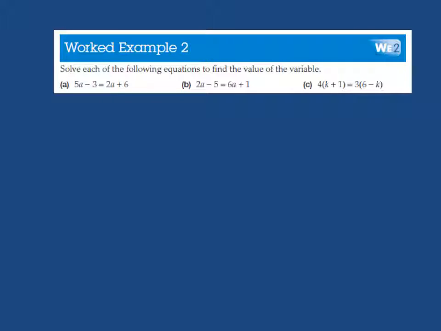Let's have a look at this one. These ones are all relatively similar, and I'll show you why. I'll do part C because it'll become obvious. I've got 4 outside of k plus 1 equals 3 outside of 6 minus k. All right, first thing I'm going to do is expand those brackets and get rid of them.